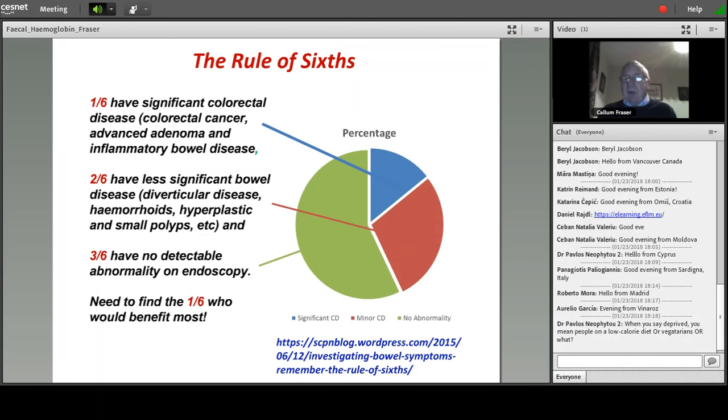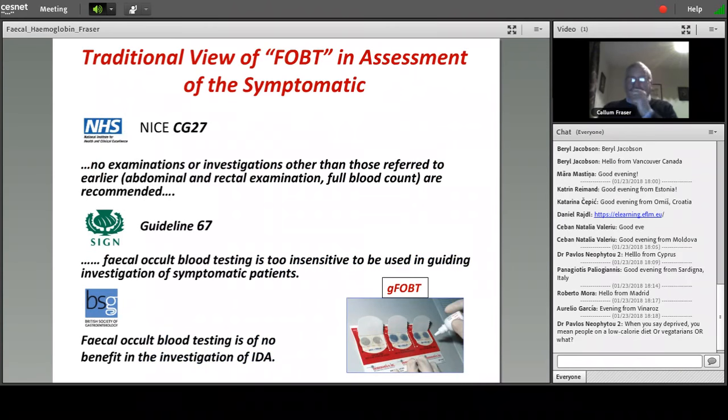2/6 have less significant bowel disease. A half, 3/6, have no abnormality whatsoever. And what's our role using FIT? Our role is to find the one who would benefit most from colonoscopy.